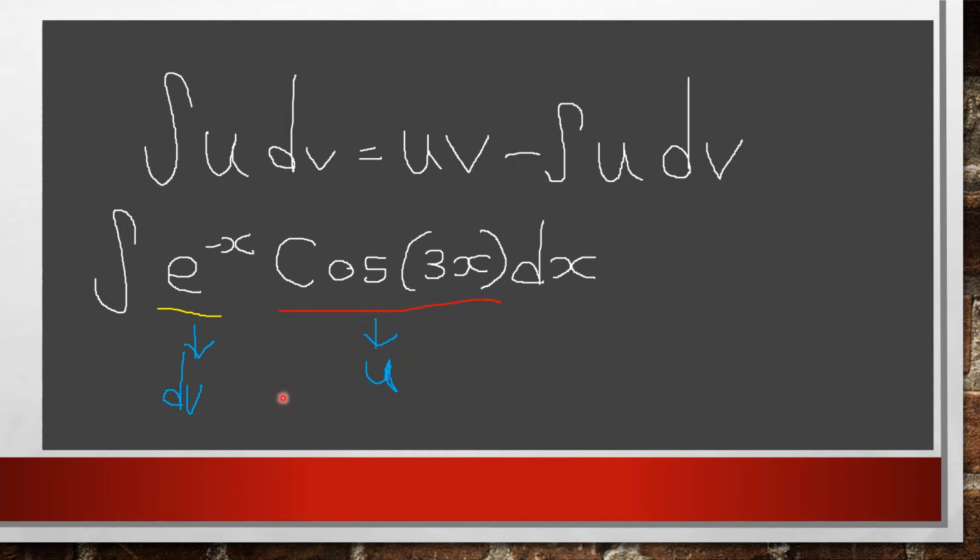Let us see the first question. This is the first question, and this is the method we are going to use. Okay, so we are going to substitute this as dv, and this cos 3x will be u. Actually, you can also represent this one as dv, but in order to lessen your burden, you can substitute this as your dv. This will ease your work.